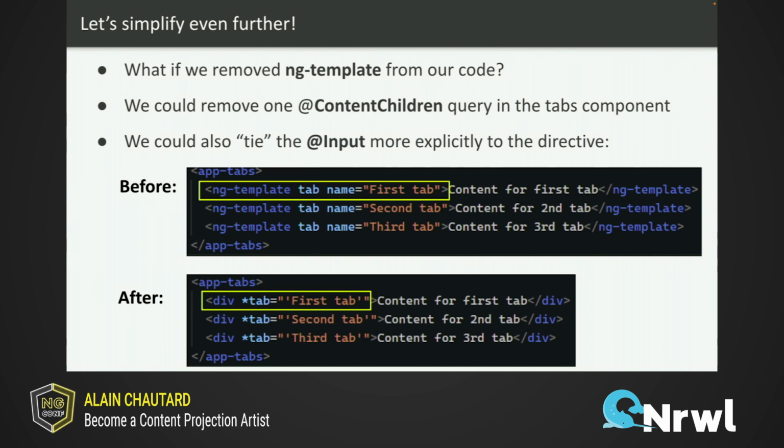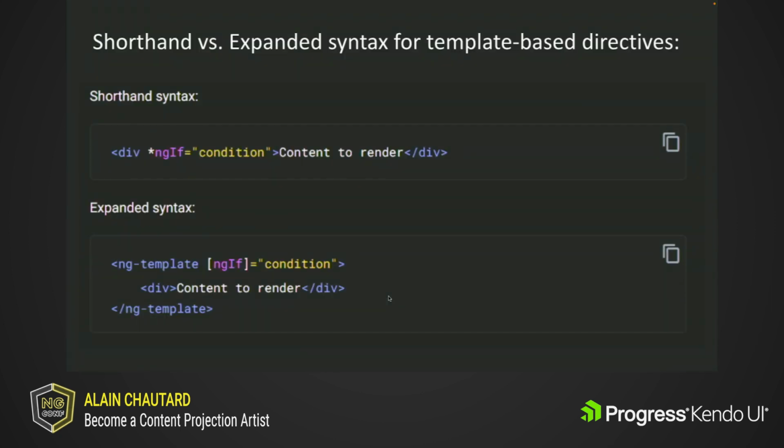Instead of having ng-template tab name equals first tab, we would have just div star tab equals first tab. That looks a little bit better, less code, more readable. And that way, we can tell right away that the text is linked to the tab directive that we have right here. So how can we make that happen?